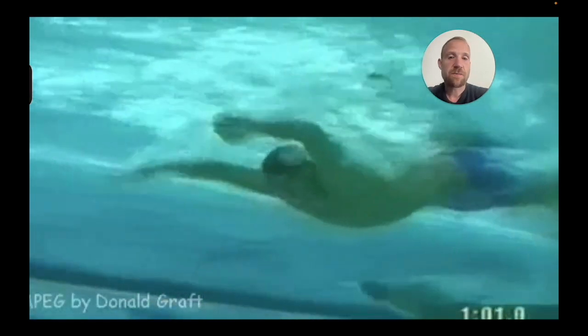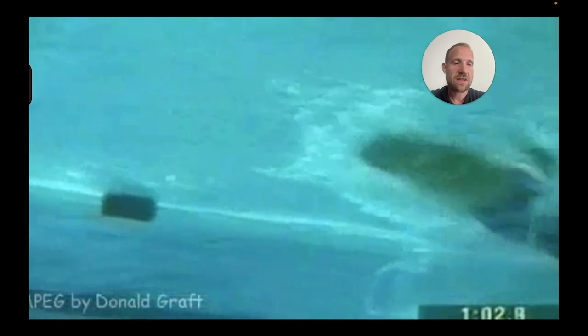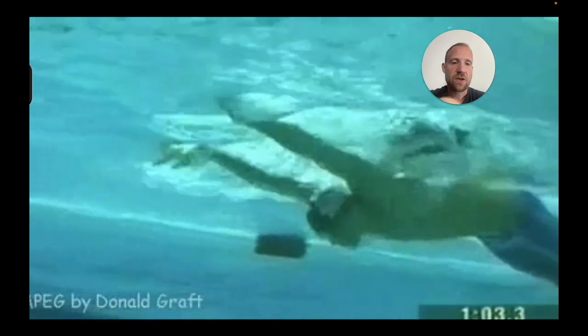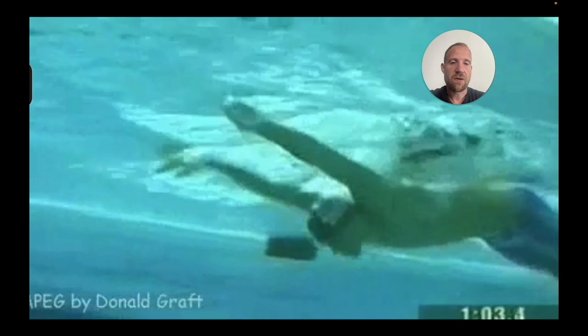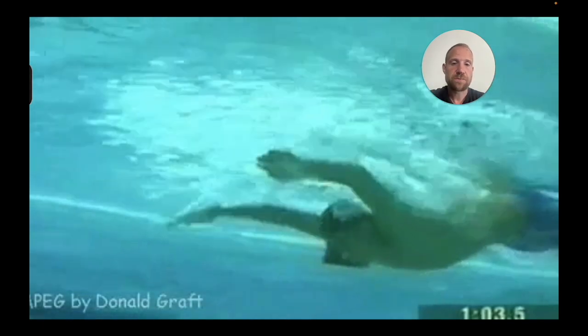So those first two examples were 100 butterflyers, and this is more of a 200 butterflyer. And so what you're going to see is a little bit more undulation in the front because they have more time to do so, but you're going to see the hips stay up at the surface during the back of the stroke right there and during the front of the stroke right there. And so the hips are staying up at the surface and keeping everything aligned throughout the stroke.